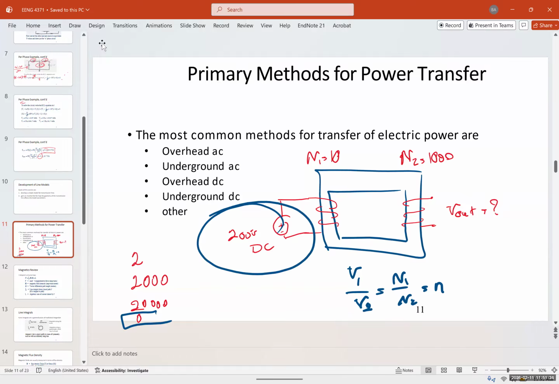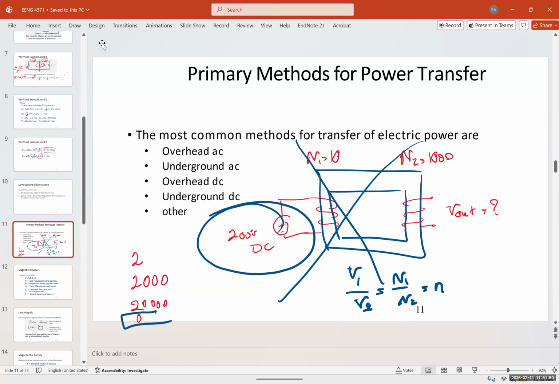DC wouldn't work with transformers, okay? This was the exact question from the FE. Transformers don't work on DC. So what you want to do is convert that DC first to AC, run it through a transformer, and then go back. So this doesn't work at all. It creates just a huge magnet. You don't transmit the power.